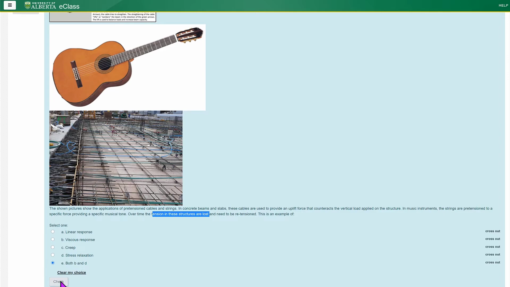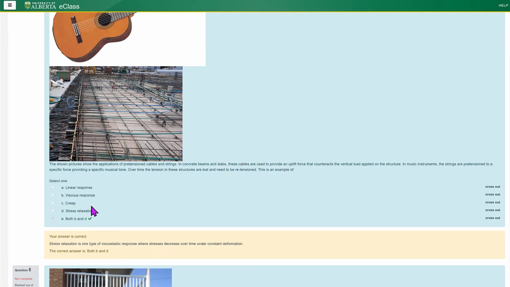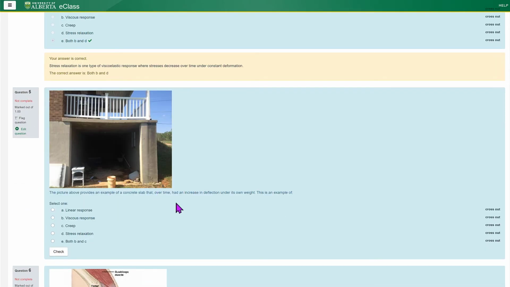So I'm going to click E and I'm going to check it. We're good to go. We got it right. I just want to make a note that the other response, creep, right here, this is very important. And that's what we see in this picture right here.